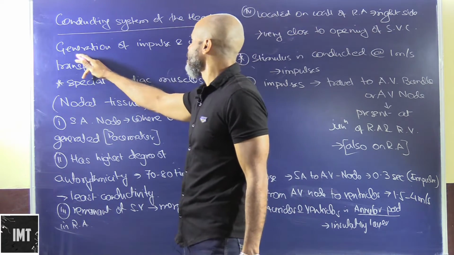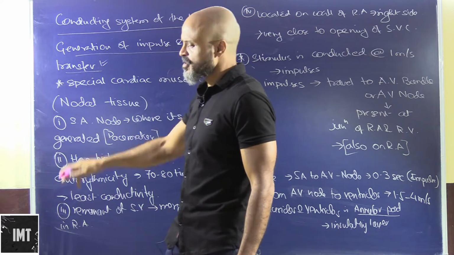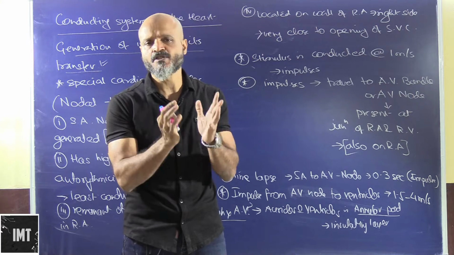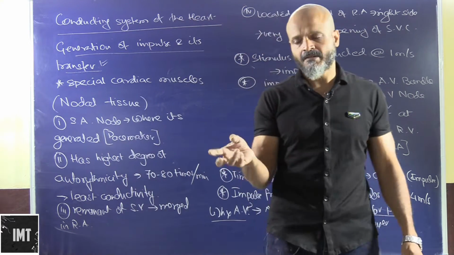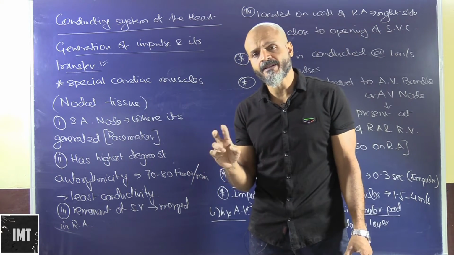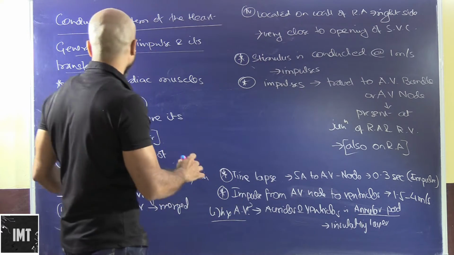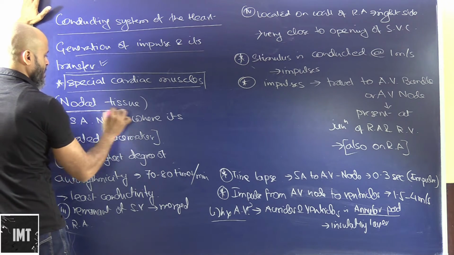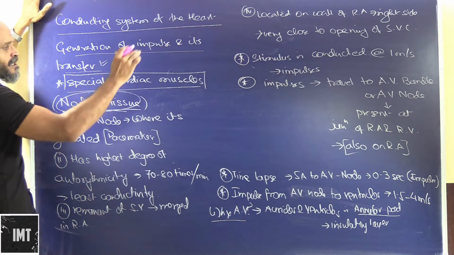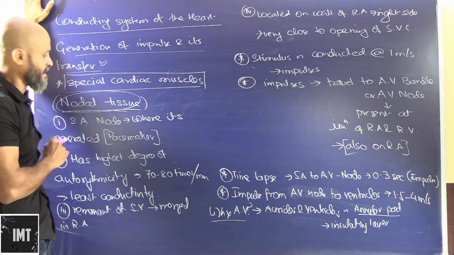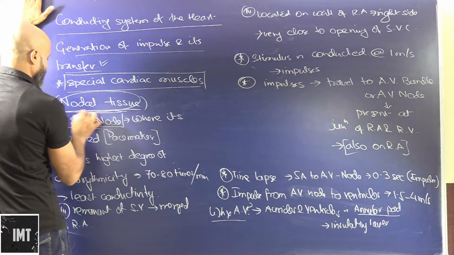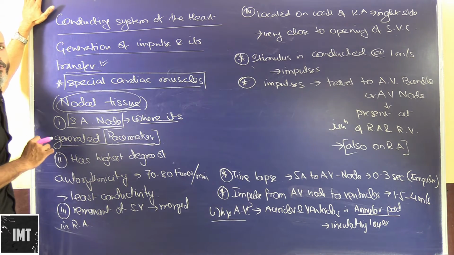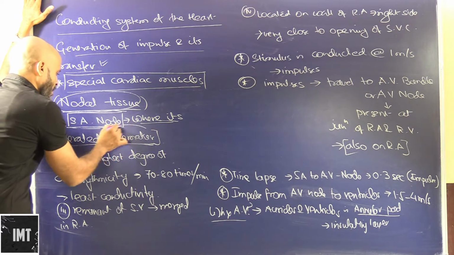Okay, conducting system of the heart: generation of impulse and its transfer. As we see, the heart basically needs an impulse, and this impulse has to be transferred. The primary structure involved in the generation of impulse is the sinoatrial node. These are special cardiac muscles, known as nodules or tissues, and these are the ones which either generate the impulse or carry it further. So the first thing we are going to learn about is the sinoatrial node, where it is generated, that is the pacemaker.